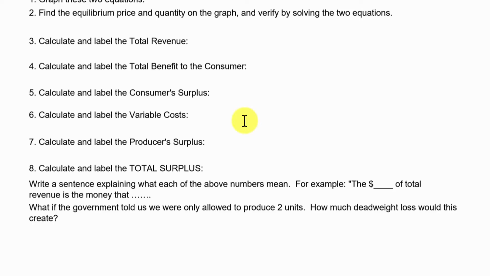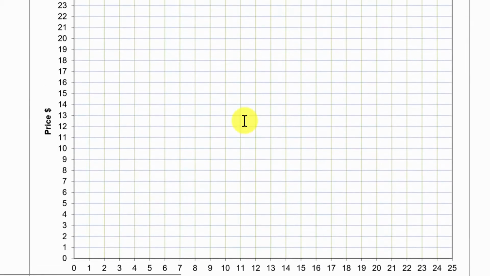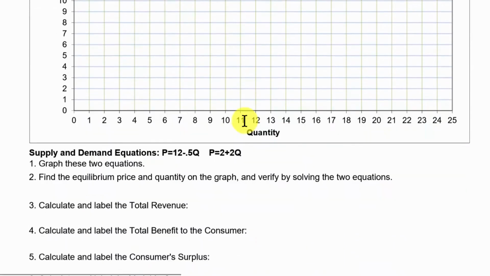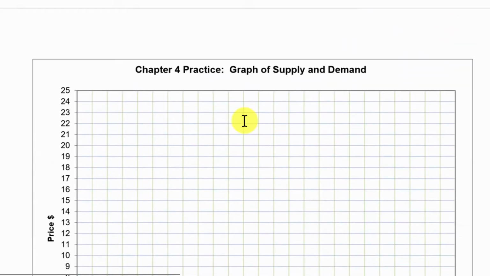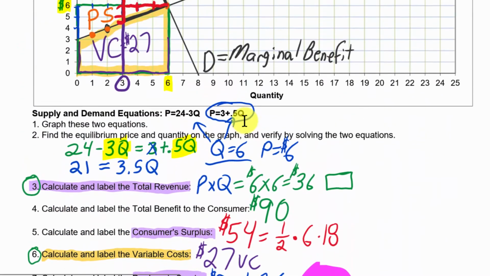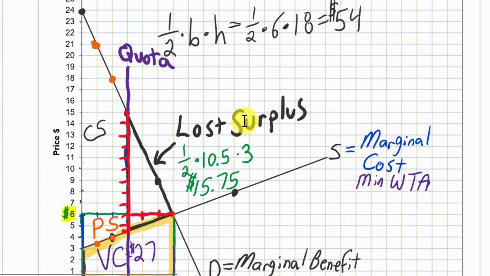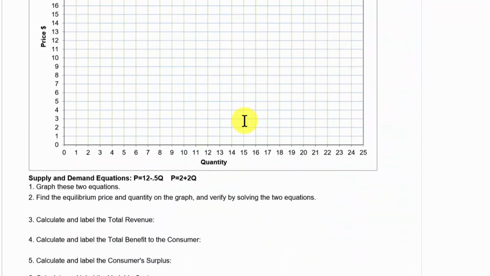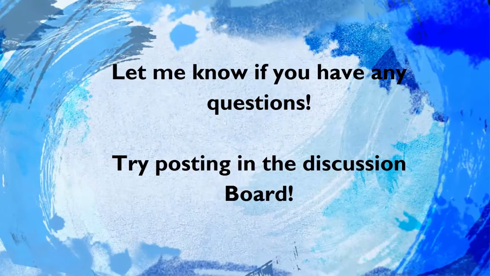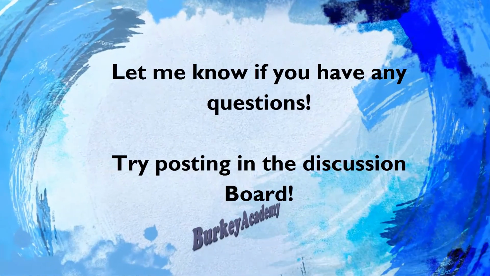So on the test, this is going to be your essay part of the test. Different equations, slightly different scenarios, but I'm going to be expecting you to graph demand and supply, calculate all these things, and explain what they mean. We're going to practice this some more with some other scenarios. Make sure you practice doing this. I'm going to post answers to this practice section on Blackboard so that you can check yourself. If you have any questions, let me know.